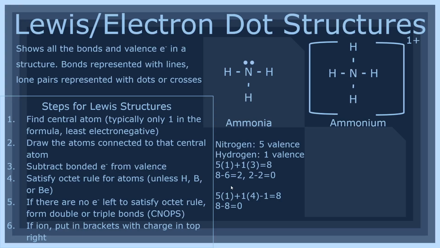So 8 minus 6 equals 2 is what we're left with. And to satisfy the octet rule, we put these extra 2 electrons on ammonia to get 0. And we can see with the ammonium, we do the same thing, except we just subtract by 1 electron, and we subtract by 1 electron because 1 plus means that we've lost an electron.